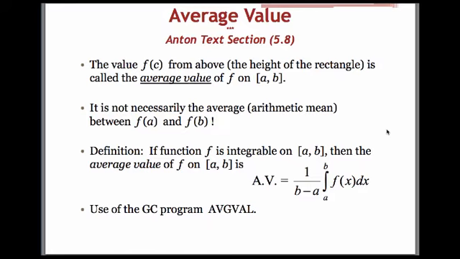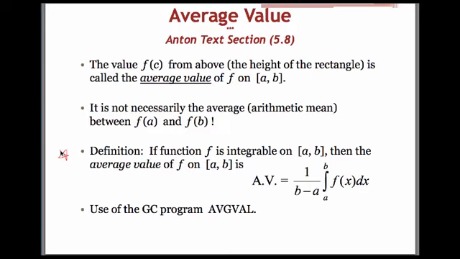By the official definition, that's what you see down here in the third bullet. If a function is integrable, meaning you can take the integral on the closed interval from a to b, then the average value of the function is given by, if you take that mean value theorem for integrals and rearrange it, 1 over b minus a times the definite integral.